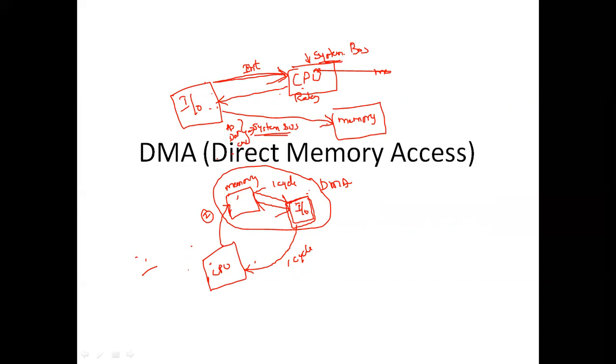Now the CPU has released the system bus, and the system bus is with the IO. Then the IO will transfer the bulk amount of data to the memory unit by making use of the address bus, data bus, and control bus. After that, it will release those buses, and they will be handed back to the CPU. So this is the working procedure.